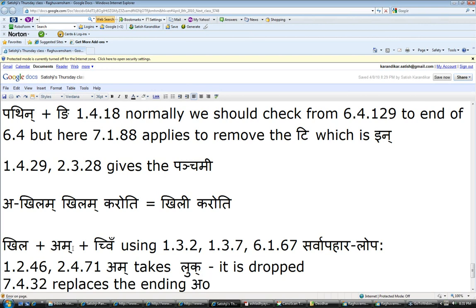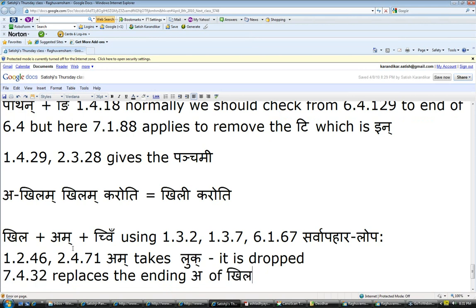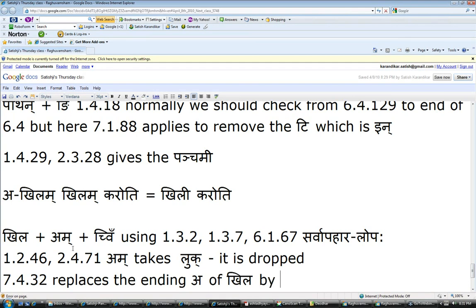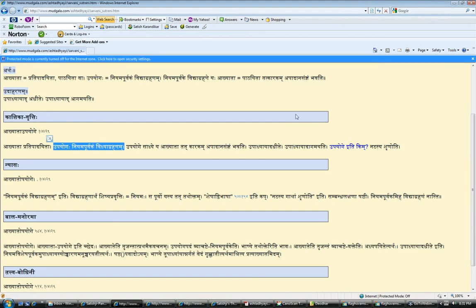of khila and makes it into long E. So it becomes long E. 7432, let's look at it for a second. Asya chvau. I know this is slightly complicated, but these ending words are relatively not that uncommon.